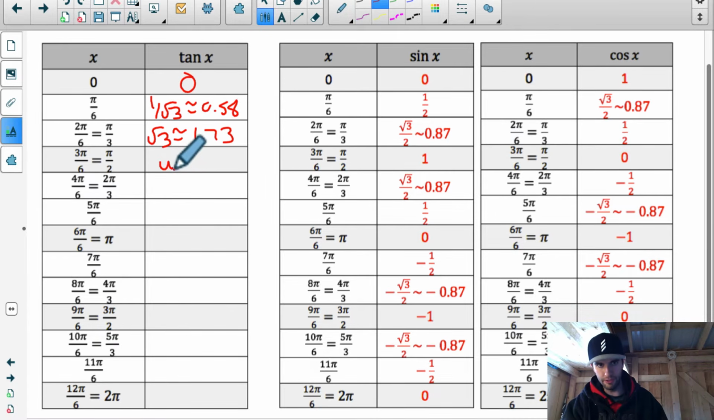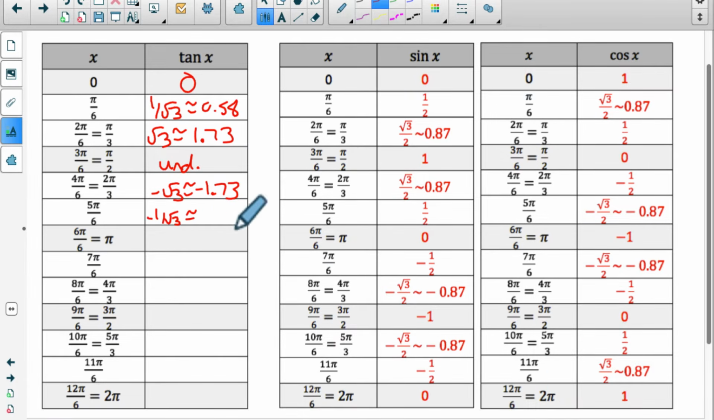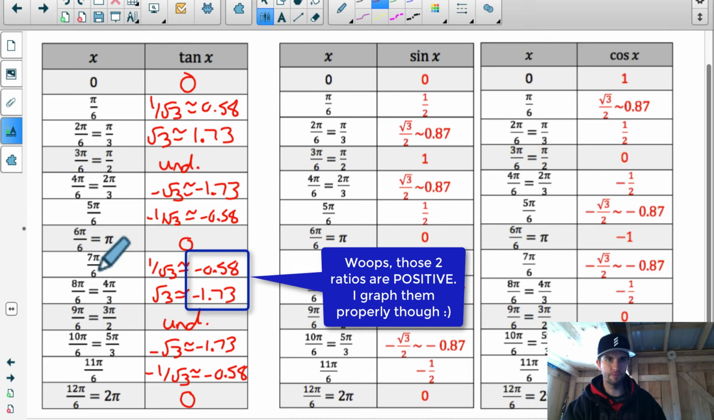And then pi over 2, 1 divided by 0. 1 divided by 0 is undefined. So we're going to have a vertical asymptote at pi over 2 for the graph of tan. 2 pi over 3. So root 3 over 2 divided by negative 1 over 2. We get negative root 3, which is negative 1.73. And I think you get the pattern now, so I'll just fill out the rest quickly just by dividing each of the sine and cos ratios by each other. So that's the completed value of tan ratios.